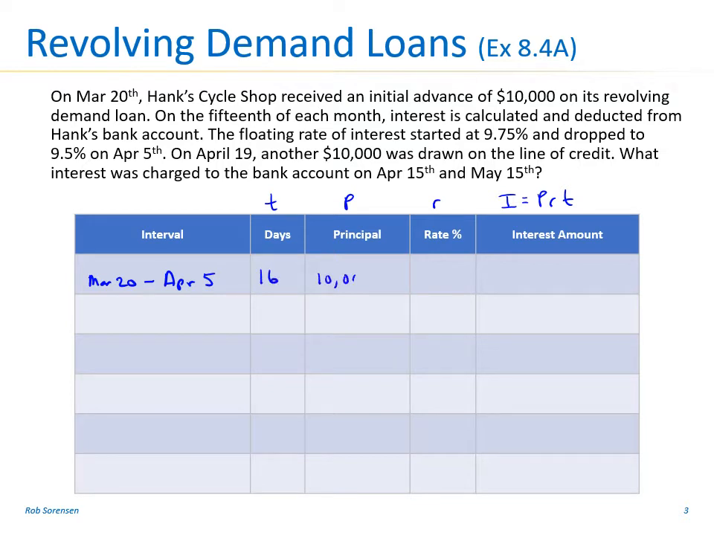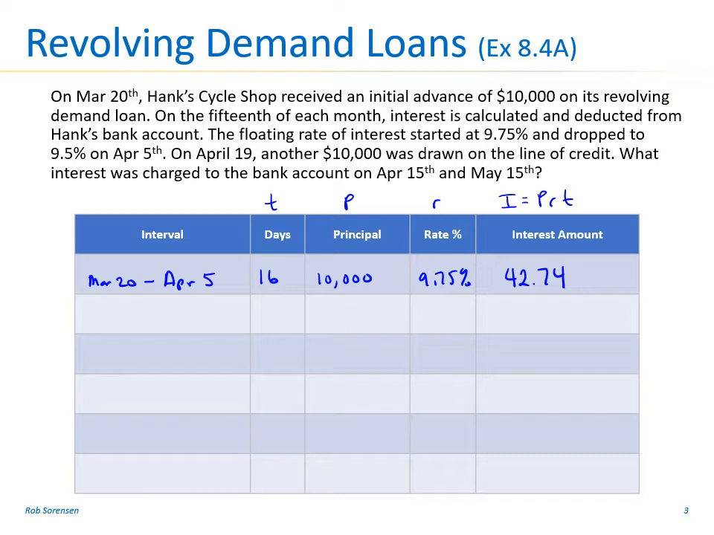And if we look at the question, Hank had initially borrowed $10,000 and the rate was 0.0975, or if you put it in as a percent, 9.75%. The interest amount then, well, to calculate that, we're just going to use PRT. That would be 10,000 times 0.0975 times 16 over 365. That works out to $42.74.